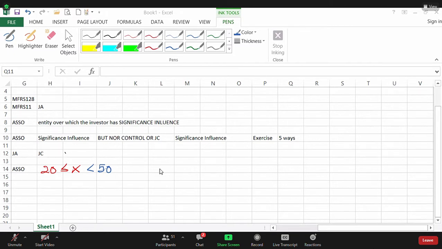And then I'm going to do a quick touch on the joint. If you go to page 505, joint arrangements. You can highlight the first sentence in the top paragraph. So joint arrangement is about an arrangement between two or more parties, which have joint control.